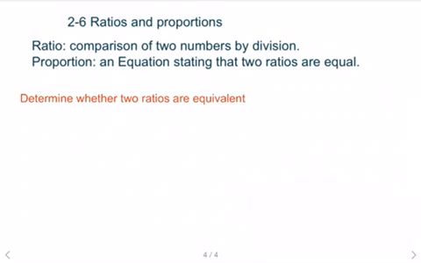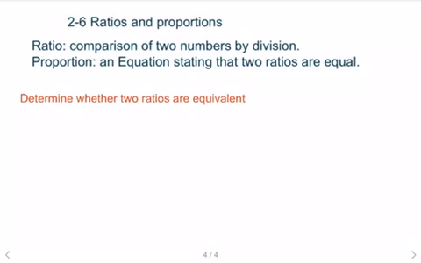Okay, so when we talk about ratios and proportions, first off, we have to understand the concept of what a ratio is. A ratio is a comparison of two numbers by division. There are multiple ways that we can write a ratio. Of course, we can write them using colons. We can write them using the word "to." We can write them as fractions. So once again, several different ways that we can write a ratio, but very simply, it is a comparison of two numbers by division.